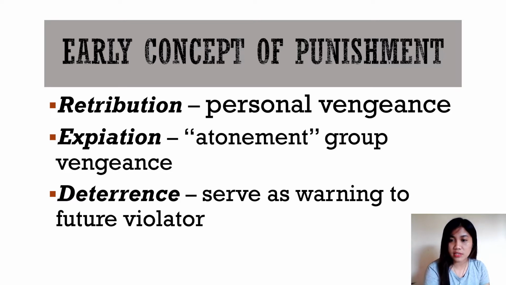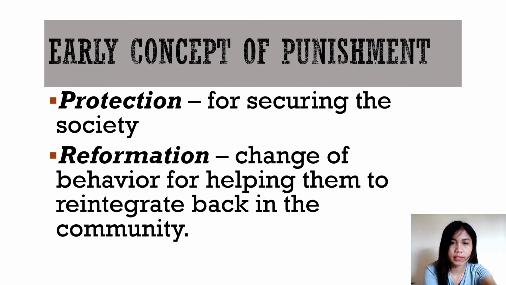We have deterrence, to serve as a warning to a future violator. And then we have the 4th one, protection. This is for securing the society. We have the last, reformation, to change behavior to help them reintegrate back into the community. And that's the early concept of punishment.